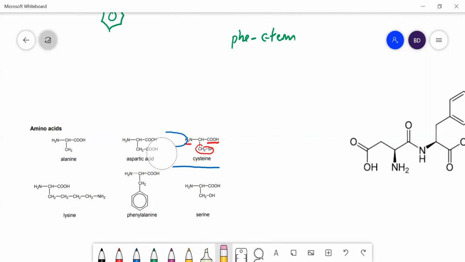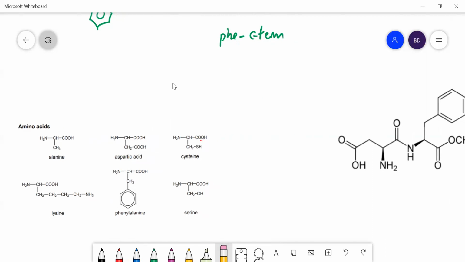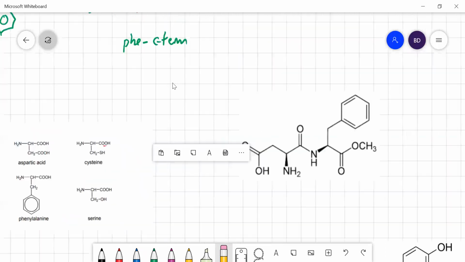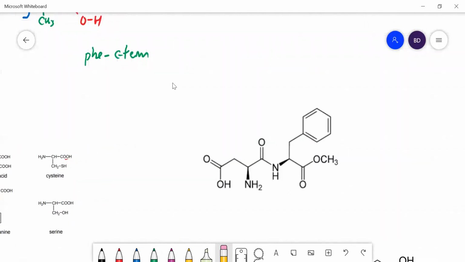Okay. Right, now if you look at this structure, first of all, it looks fairly complicated and intimidating. This is actually aspartame, which I think the trade name is NutraSweet, which is in Diet Coke and all those sort of things. And it's actually a dipeptide if we have a look at it.